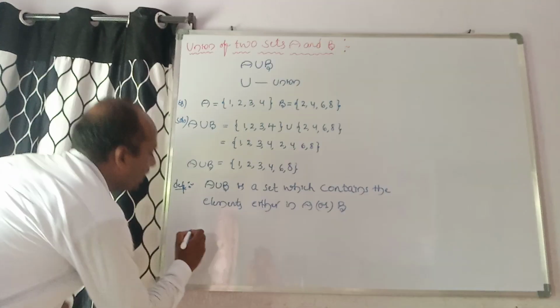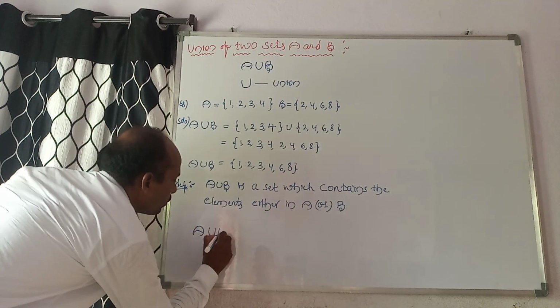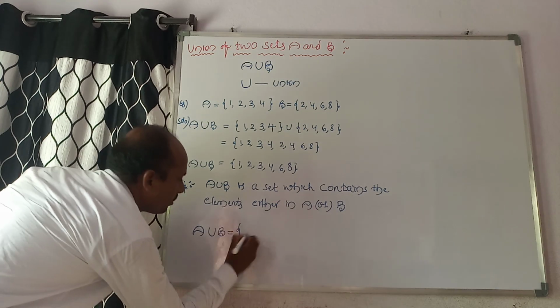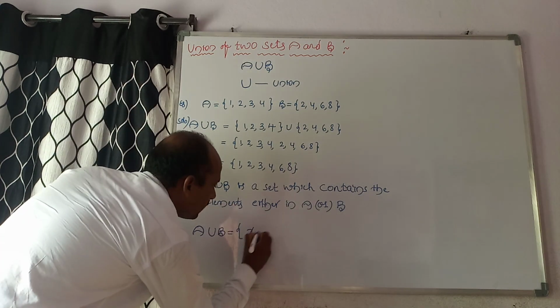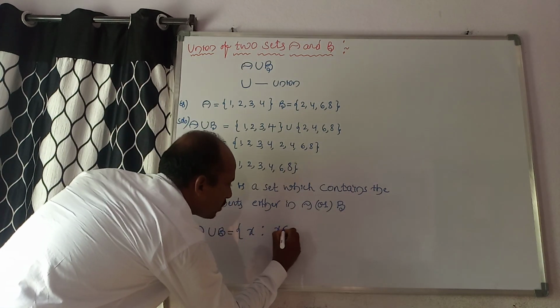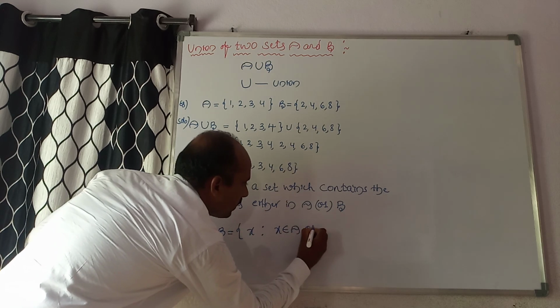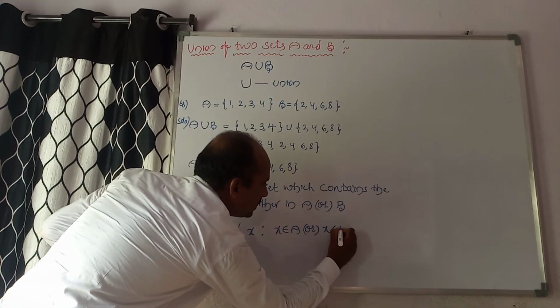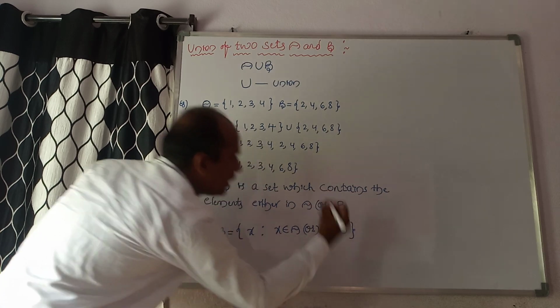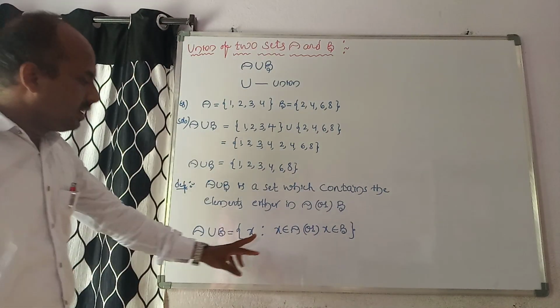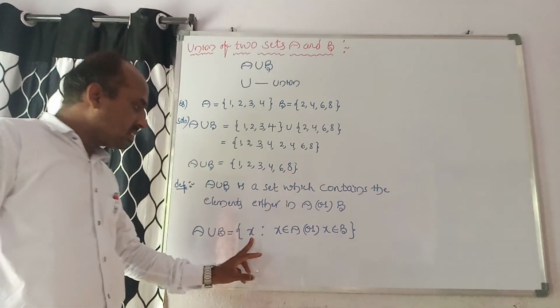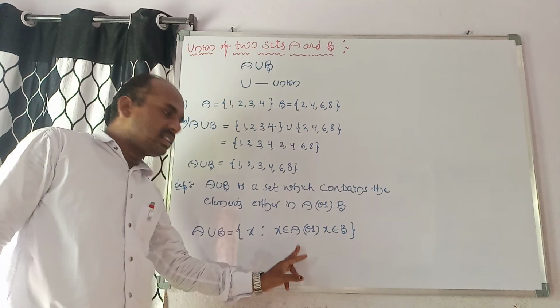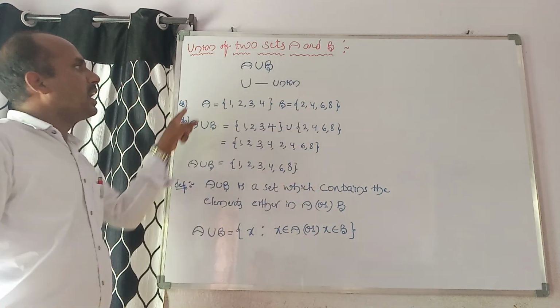Finally, we can write one more form, the set builder form of A union B. Set builder form of A union B means {x such that x belongs to A or x belongs to B}. This is the set builder form of A union B, because it contains the elements x which are either in the A set or the B set.